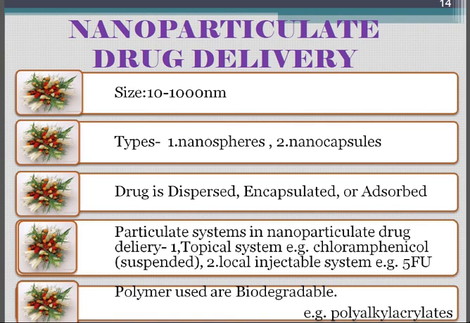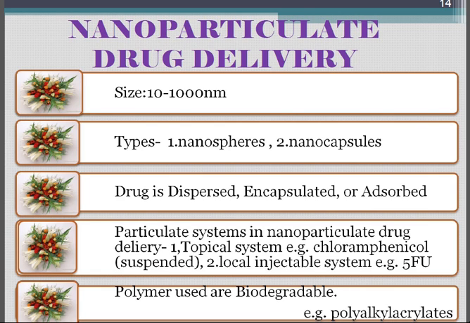So in the ocular drug delivery system, nanotechnology, liposomes and niosomes will also be there. So what is a nanoparticle? The size range is nano size. Here it is 10 to 1000 nanometers, and we can prepare both nanospheres and nanocapsules. So these are particulate systems in a nanoparticle drug. For topical systems we can use chloramphenicol.